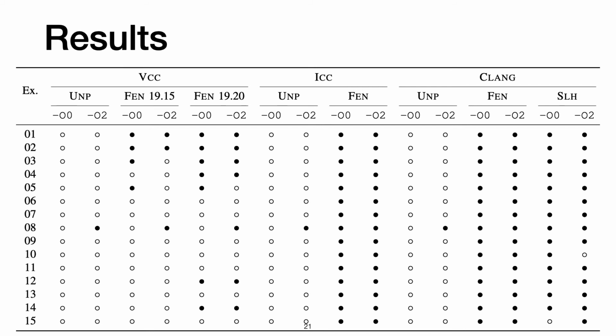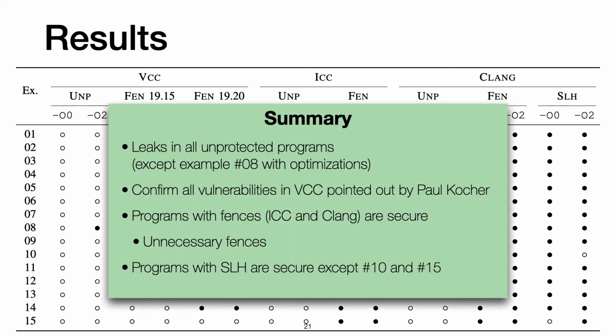A black dot in the table means that Spectector proved that the program satisfies speculative non-interference, while a white dot means that Spectector successfully detected the leak. Let's look at the summary of the main results. First, Spectector detected leaks in all unprotected programs, except for one case where the compiler optimizes away the branch instruction, thereby removing all speculative behaviors.